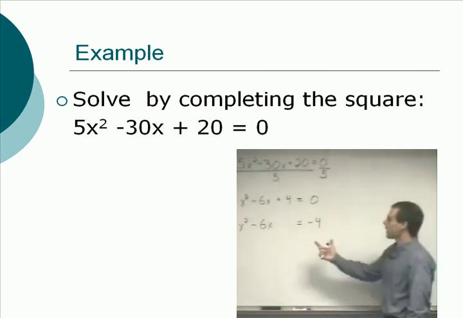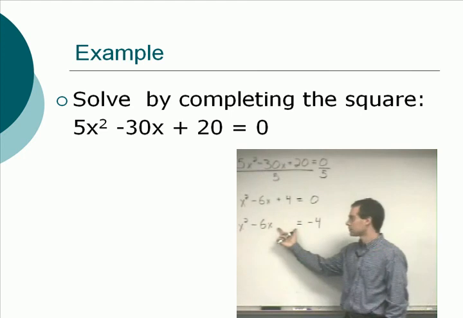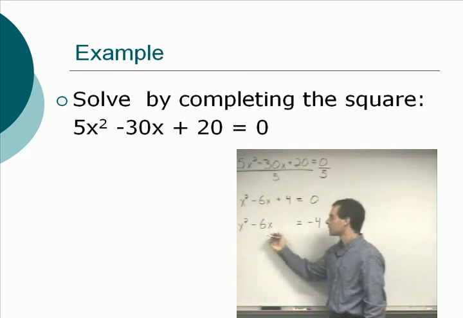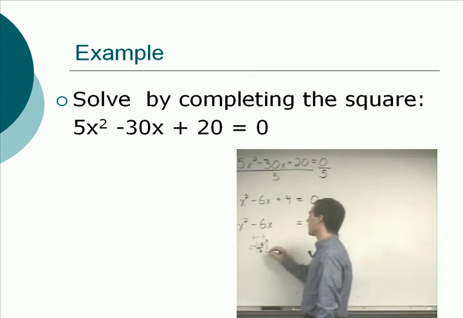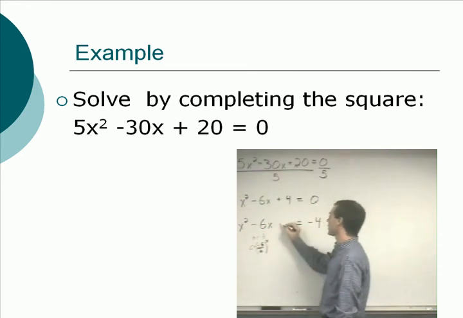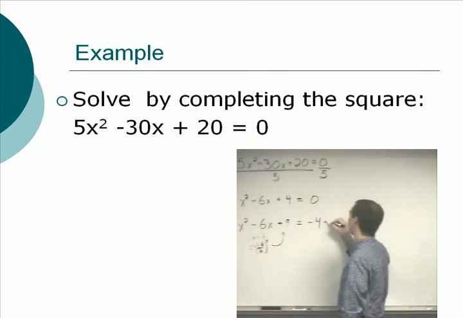Okay, well, what are we going to pop in this spot? Plus 9. That's right, everybody see why it's plus 9? Take half of that. Our C term is going to be half of that, negative 6 over 2 squared. So negative 6 over 2 is negative 3 squared is plus 9. We better do that to both sides.